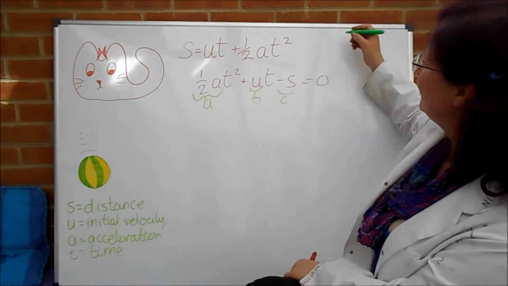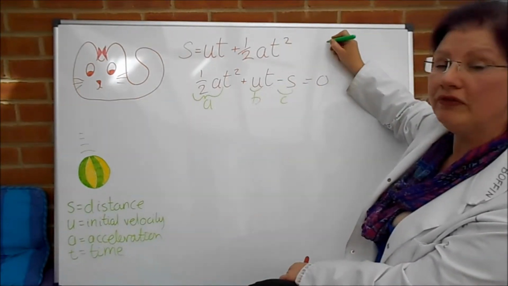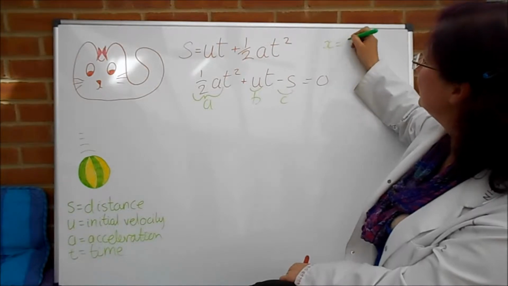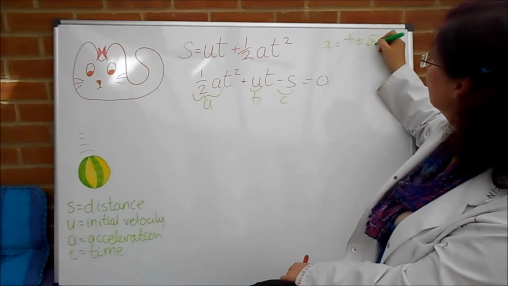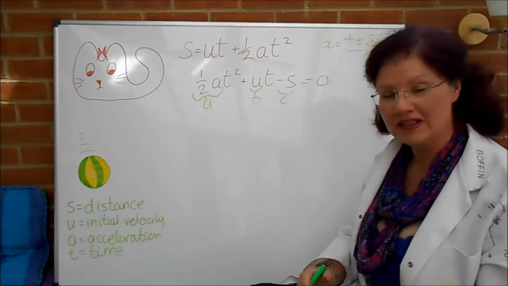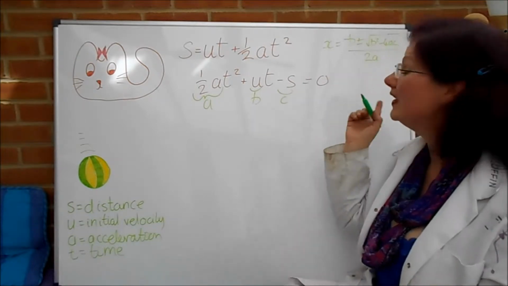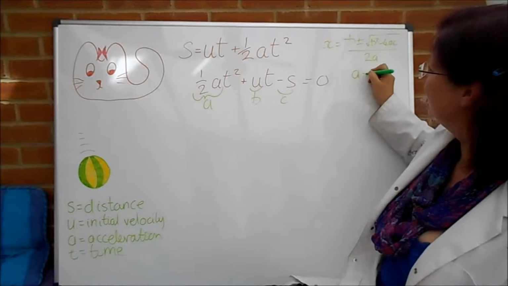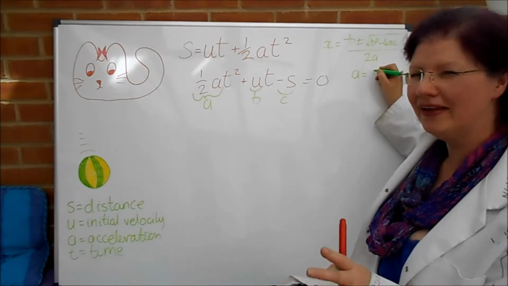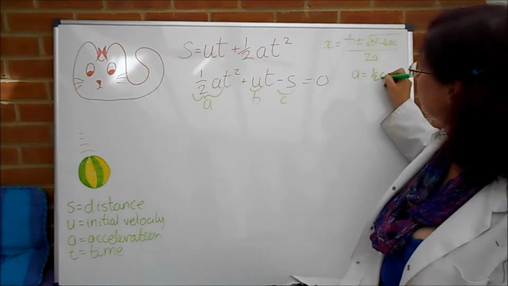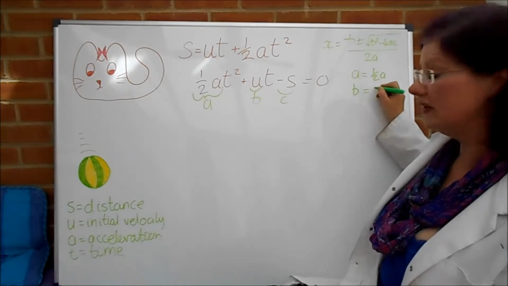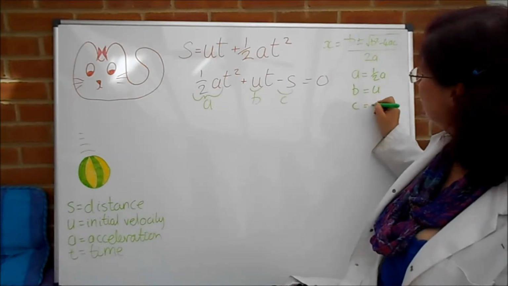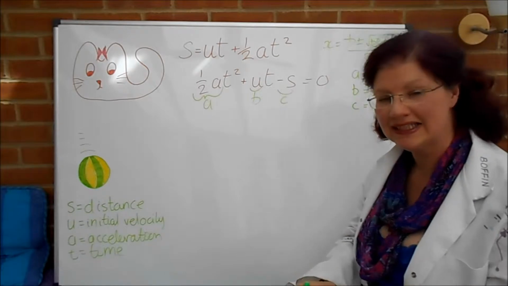Okay, so just to clarify here, the formula for a quadratic, normally it's x equals minus b plus or minus the square root of b squared minus 4ac, whole thing over 2a. In our particular case, our a is a half a, which is slightly weird. Our b is u, and our c is minus s.